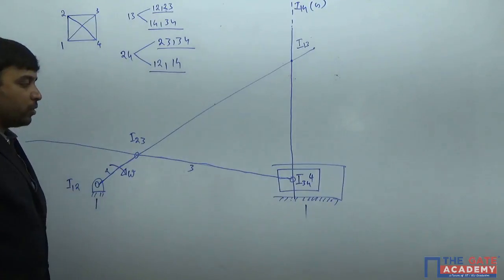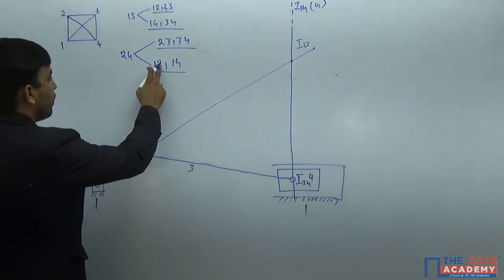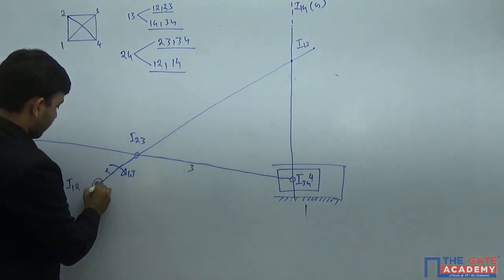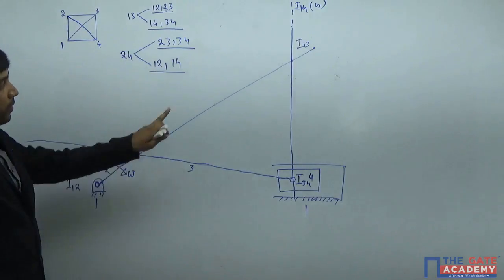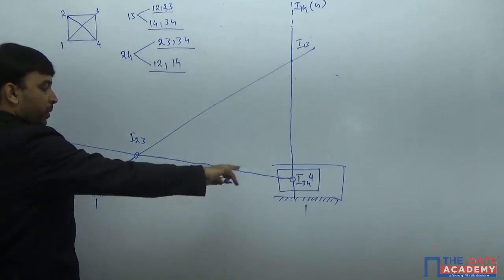Now I have drawn a line passing through 2, 3 and 3, 4. You extend the line. Similarly, I am drawing a line passing through 1, 2 and 1, 4. So I12 is here. And if you look at I14, I14 is at infinite, and the direction is perpendicular to the plane of sliding.